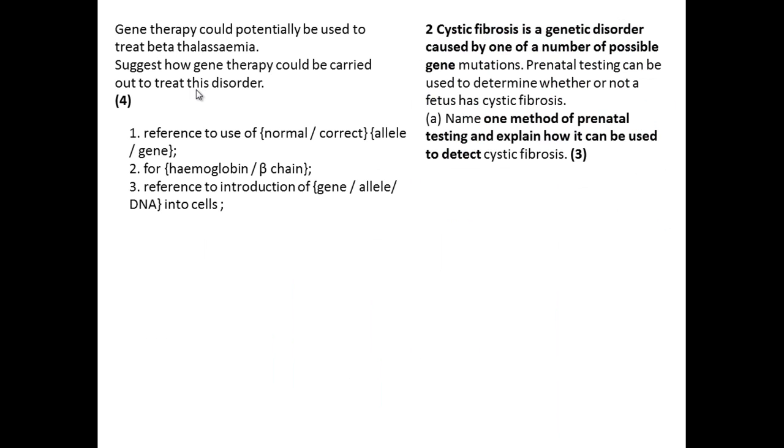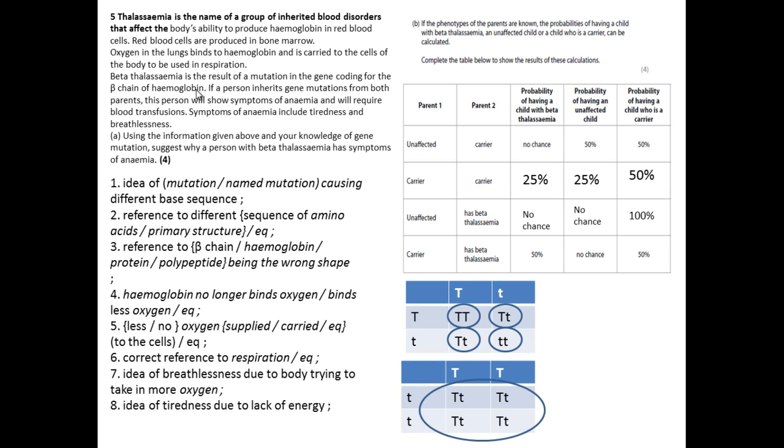Therefore, you reference how you get it, basically the introduction of that gene or allele into the cells, again to another mark. You can insert it into the bone marrow, and again, if you look back at the question, it mentions the fact that there we go, the red blood cells are produced within the bone marrow, and so that's information from the question that you could use.